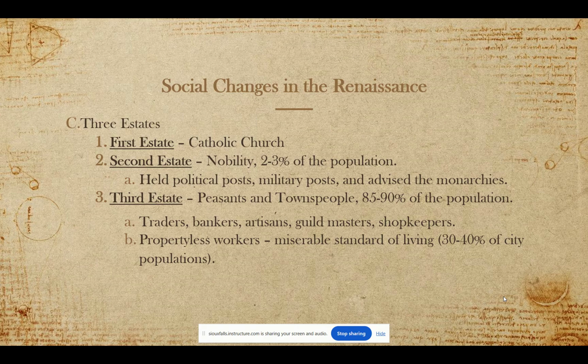In the second estate, people belonged to the nobility. We have a lot of different words for the nobility. Aristocrats. In Russia, they're called boyars. In Germany, they're called Junkers. In England, we call them lords. In Spain, we call them the Cortes, right? There are different names for these people, but what is a noble? A noble is somebody that is a wealthy landowner that has been given that status by the king.